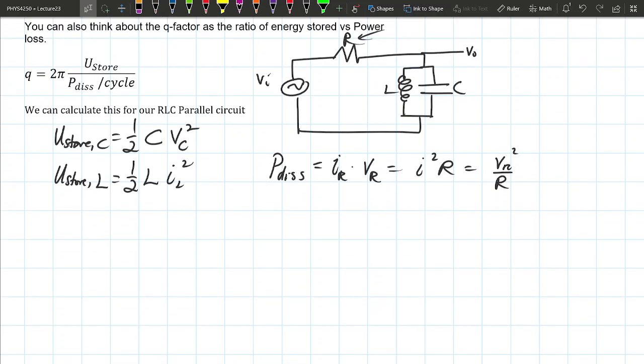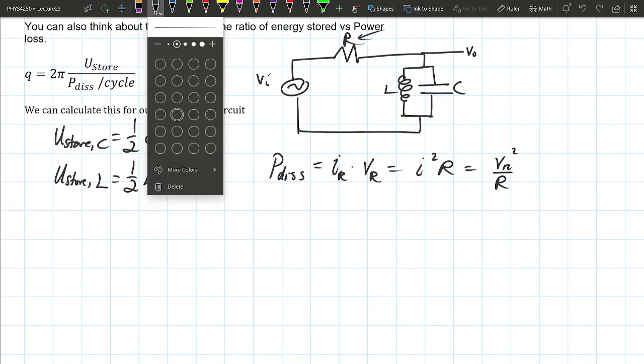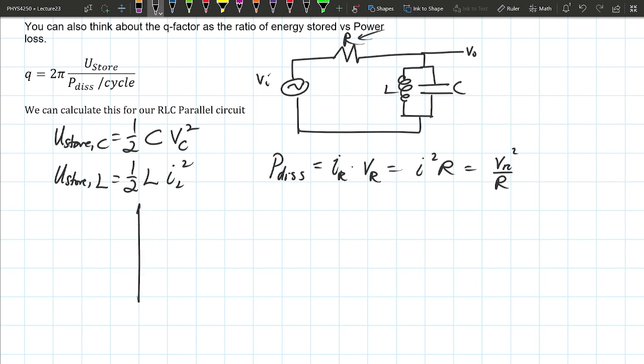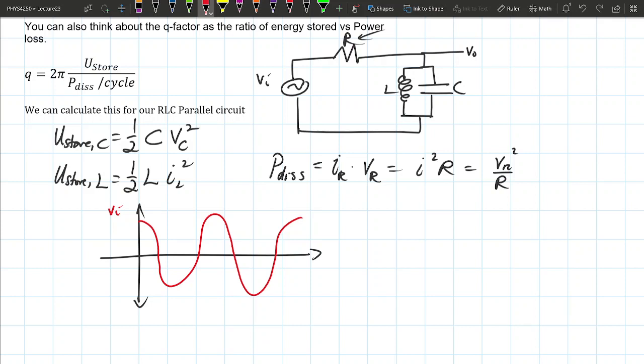Okay. Now if we think about our input, I don't know if I have enough space for this actually. So let's make this Vn. So it starts off as a cosine, up and down. How is the output compared to this? If you're driving it at the resonance, what will be the amplitude? The same, because the gain is 1. Is it going to be in phase or out of phase with each other?